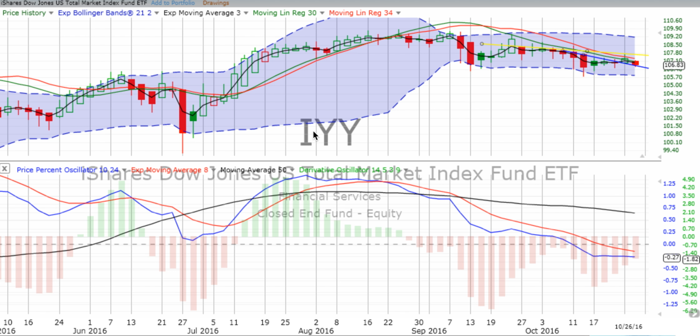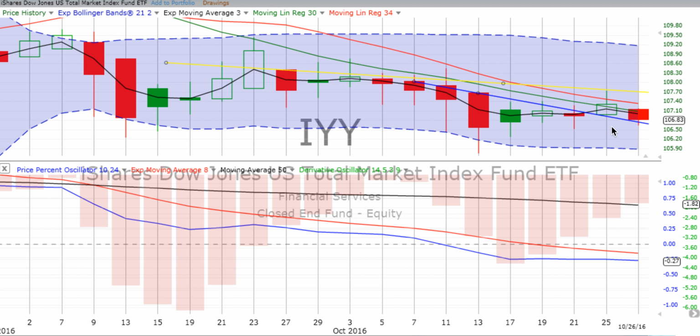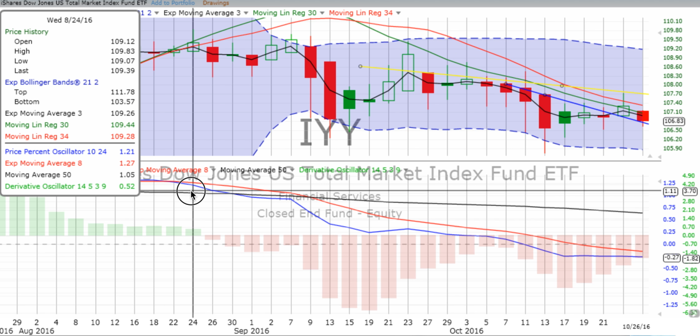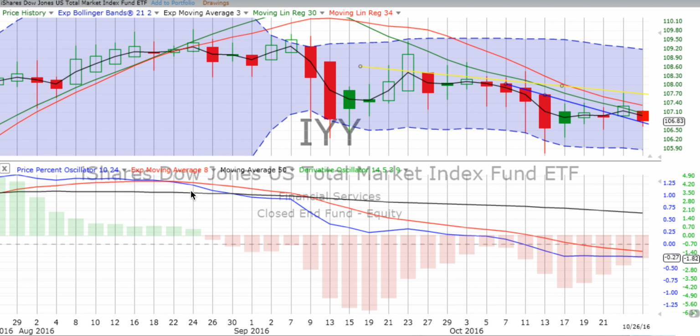IYY total market down following the weekly and the two-day trend lines, continuing to move down 0.15% for the day. The latest two-day candle, as we zoom in on our chart, is actually positioned between the two-day trend line and the weekly trend line. We've had a market moving down on our percentage price oscillator that has recently replaced our MACD, the moving average convergence divergence indicator.